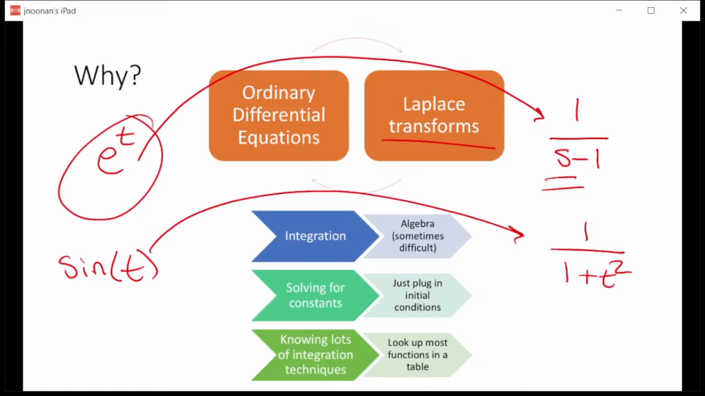So sine of t gets transformed. You might notice, oh, I'm sorry, I blew it. Let's try this again. S squared. There, that's better because we have time on the left, space on the right.